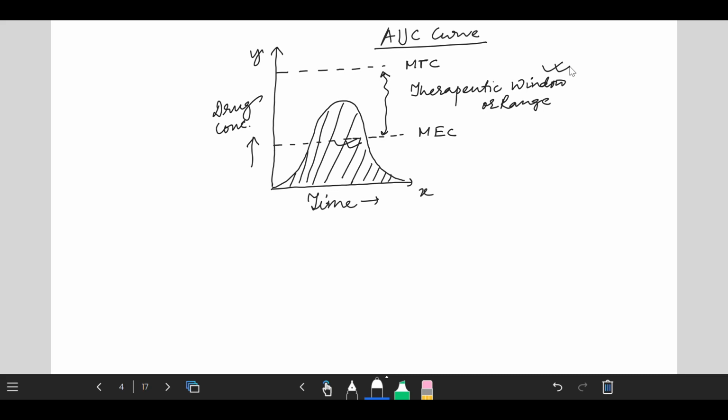Now, how will you get this therapeutic window? When you increase the dose, first you get the effective concentration. Then, after increasing continuously, you will get the toxic concentration, and this represents the therapeutic window or therapeutic range. Now, you have learned previously about agonist, antagonist, all these things. Now we have learned about DR curves. So we will see how agonist, antagonist, and partial agonist act through the DR curve.